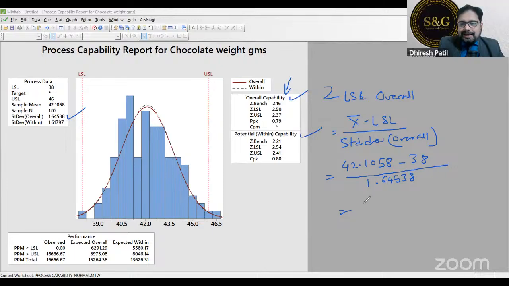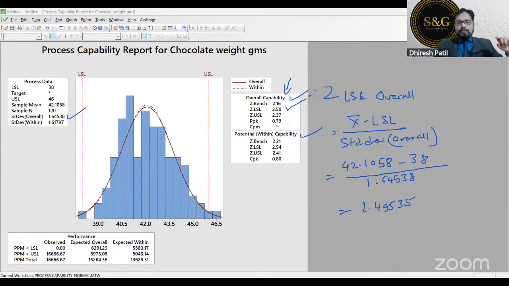Perfect. So the right answer is 2.49535, something like that. Everybody got this answer? Yes. So it is rounded off to 2.50. That is the effect of rounding. Are you clear, everybody? ZLSL we have calculated as 2.49535. Got it? Just type yes in the chat box. Everybody just give me yes.